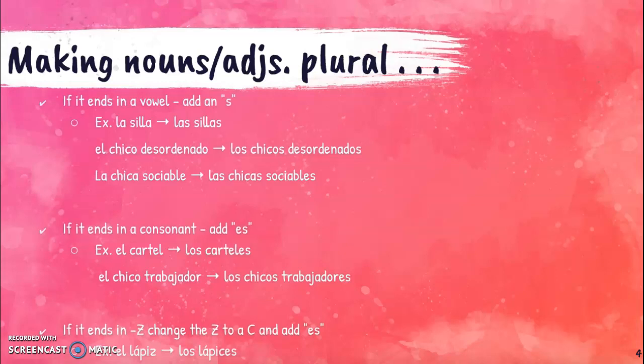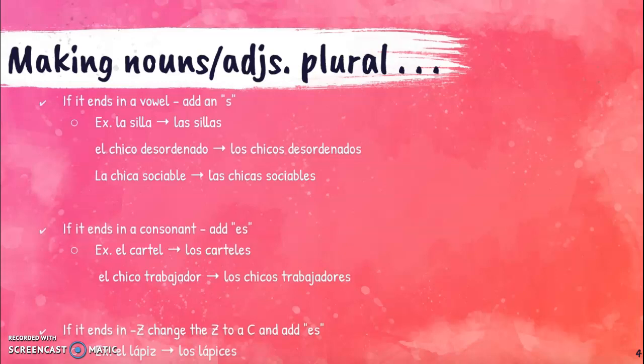Our last example, or our last rule, I should say, is if it ends in a Z, you are going to change that Z to a C and then add ES. So again, there's not a lot of these, but it is something that you need to know about. So if it ends in a Z, you are going to change the Z to a C, and C is a consonant, so you will then add ES to the end.